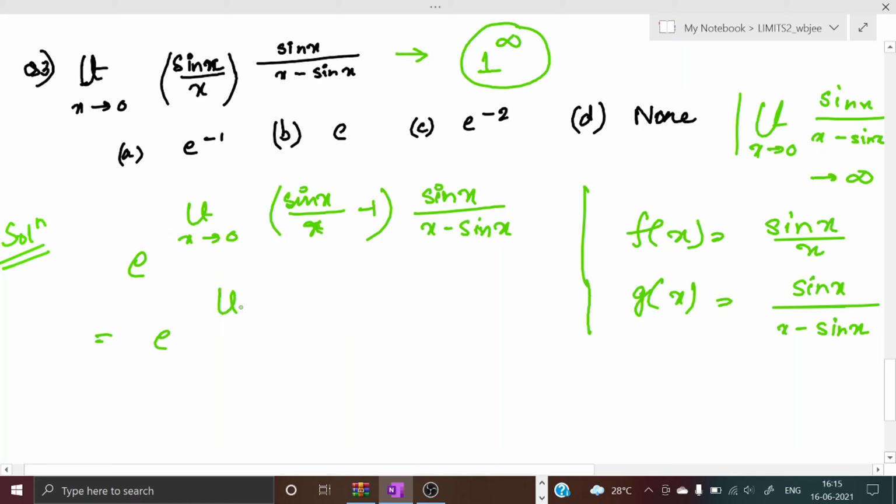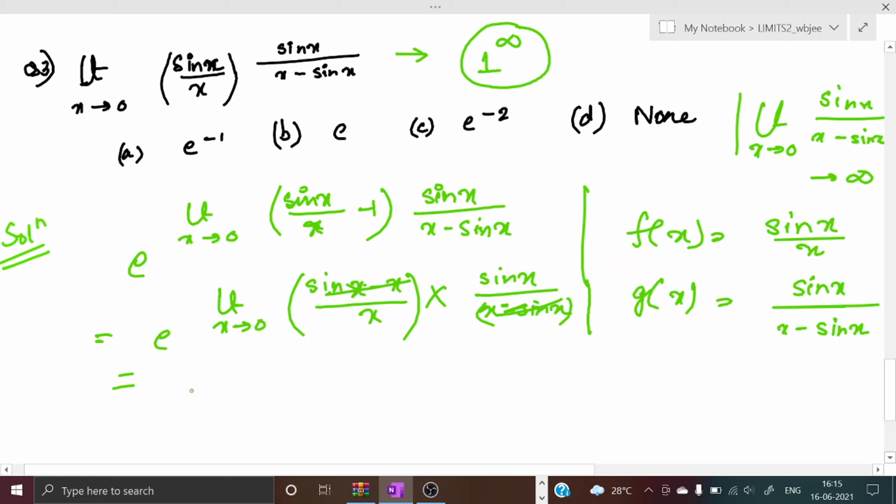So it will be e to the power limit x tends to 0 of (sin x minus x) by x into (sin x by x minus sin x). This term and this term get cancelled, and you get e to the power limit x tends to 0 of minus sin x by x, which is equal to e to the power minus 1, because if you take this minus outside, it is minus limit x tends to 0 sin x by x, which will be 1 to the power minus 1. So option A is the correct answer.